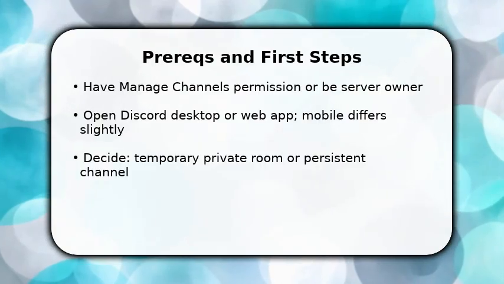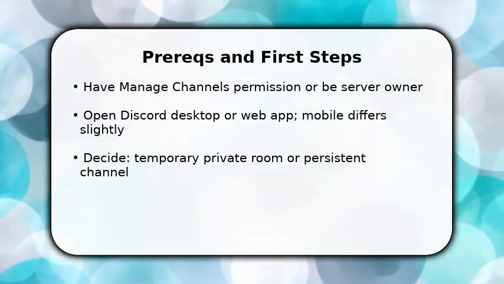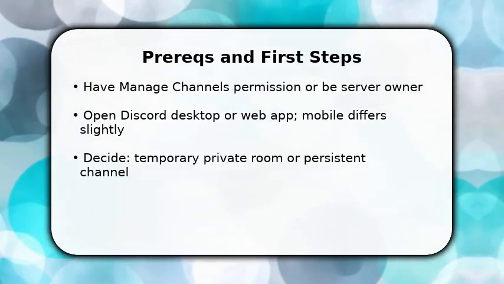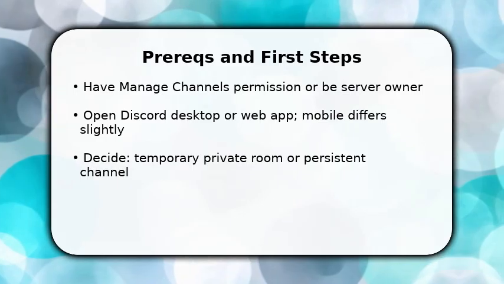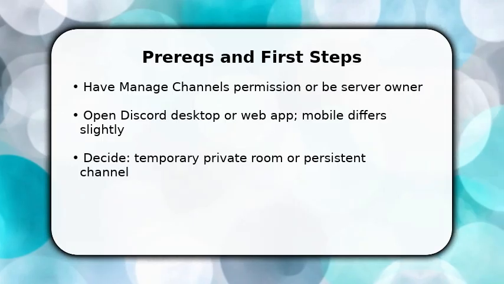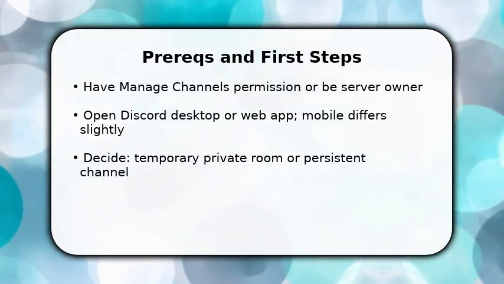You need Manage Channels permission. Once confirmed, open the server where you want the private voice channel. Click the plus icon beside Voice Channels and choose Create Channel. Name it clearly so members recognize purpose, then toggle Private Channel on before you create it. You do this now to prevent public access by default.